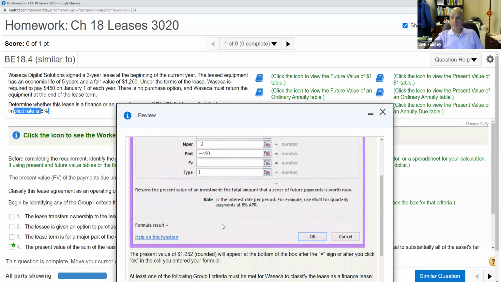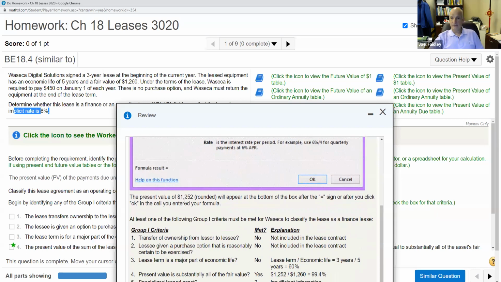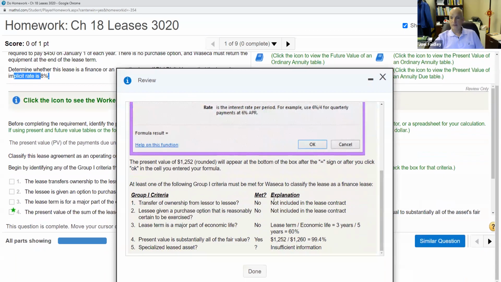All right, so what does that give us when we plug that in? Well, the answer is $1,252, right? And then there you see the calculations. Lease term doesn't say 75%, does it? It says lease term is a major part of economic life. Leaves some area for judgment.